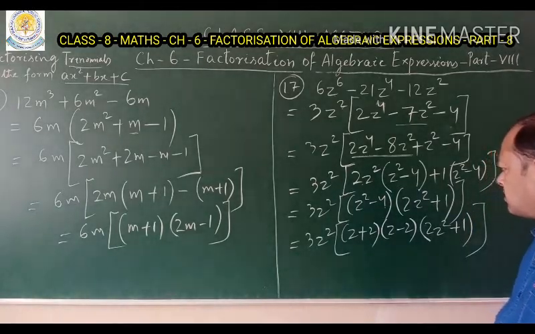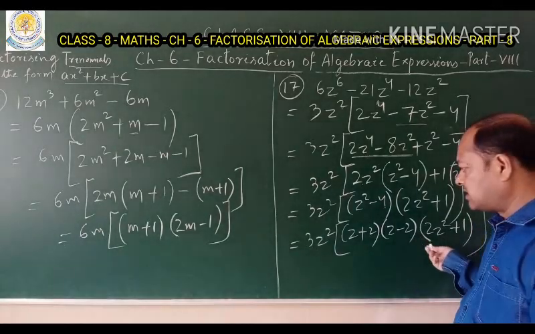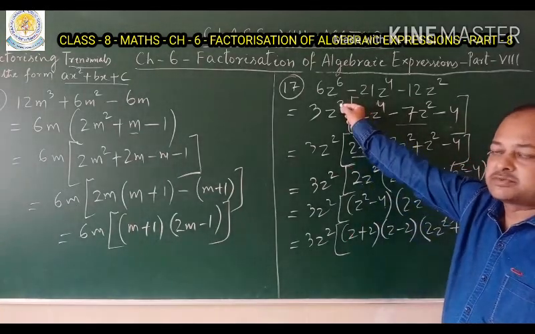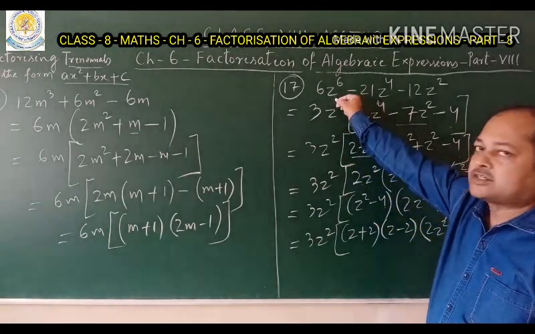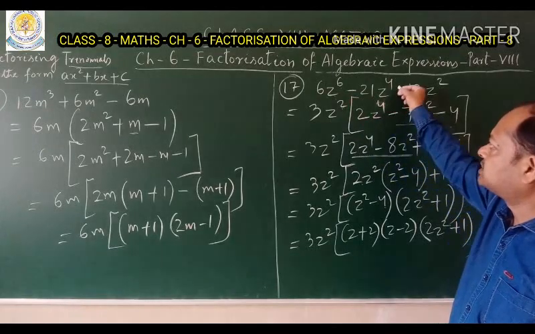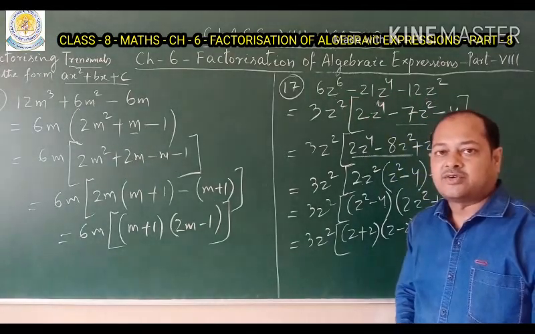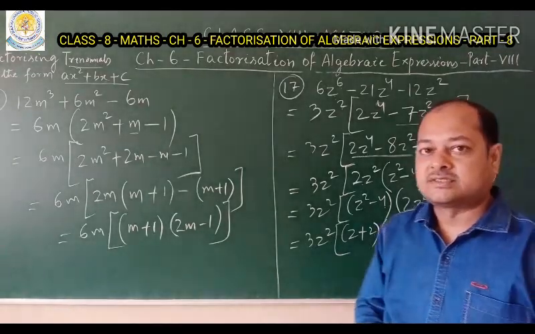So we have got all three factors here. These are all the factors of this algebraic expression, that is 6z to the power 6 minus 21z to the power 4 minus 12z square. Okay, I hope you understand all the questions solved today.